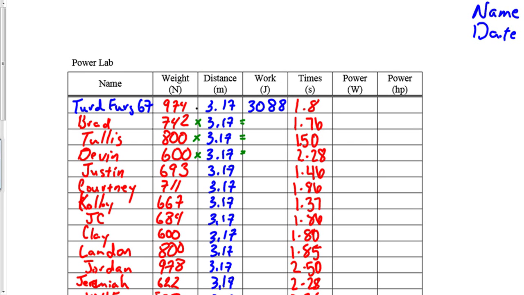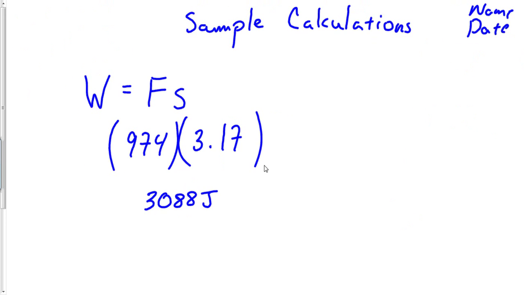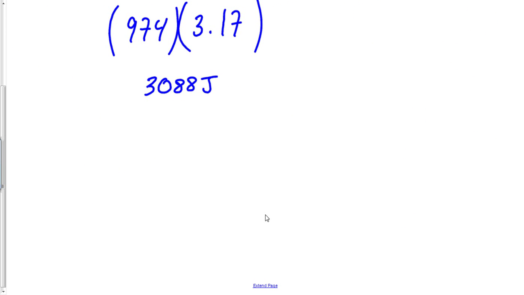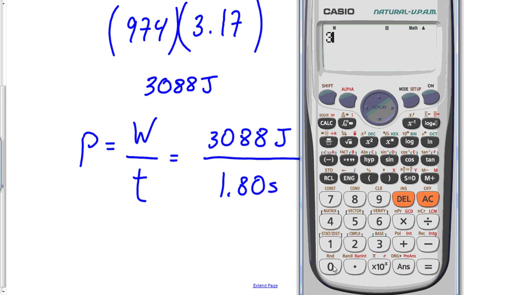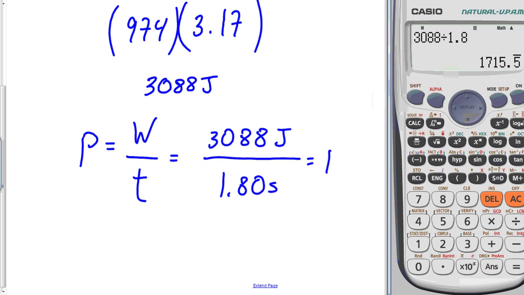But the title of the lab is not the work lab. The title of the lab is the power lab. So how do we calculate the power of something? Well, power is actually how fast you do your work, or the rate that you do your work. So in my case, I did 3,088 joules of work, and it only took me 1.80 seconds to do that. So if I want to know how much power I had, where is my trusty calculator? There it is. 3,088 divided by 1.8, I'm going to round it off, means I did 1,716 watts of work. And yes, that is watts, just like you see on a light bulb.